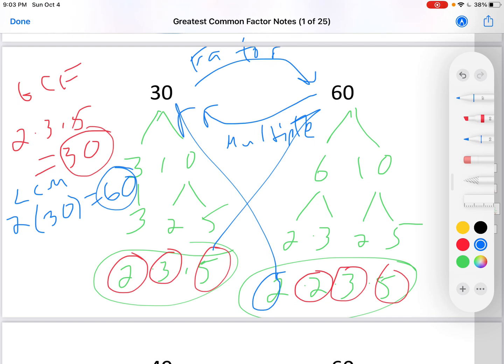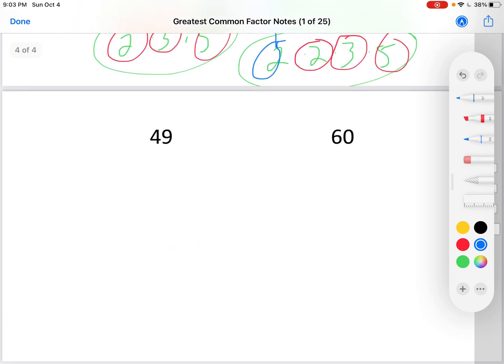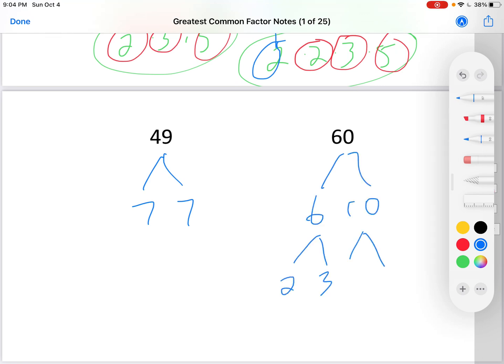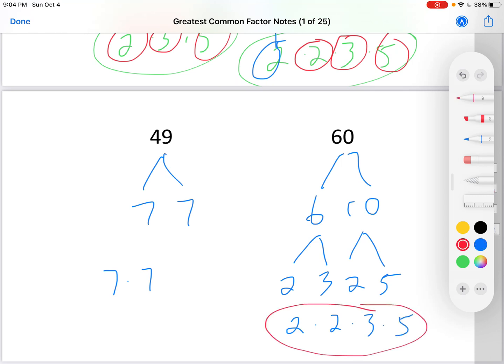Okay, let's try one more. 49 is 7 and 7. 60 is 6 times 10. 6 is 2 times 3. 10 is 2 times 5. So this is 7 times 7, and this is 2 times 2 times 3 times 5. Let's find the common things. Oh dear, there are no common things, so the greatest common factor is 1.